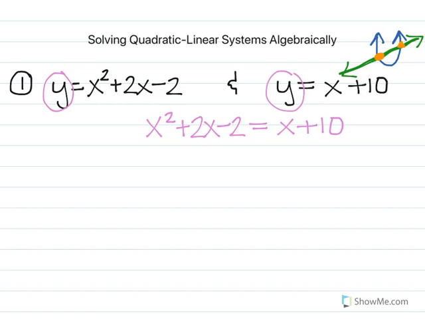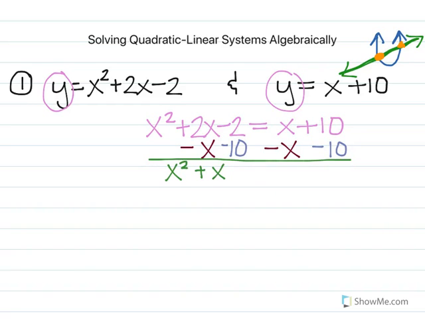Now, whenever you're dealing with x squared, any type of quadratic, you always want to set the equation equal to 0 first. So to set it all equal to 0, it's easier if we have a positive x squared term. So I'm going to move the x to the other side by subtracting. And in the same step, I can also subtract the 10 to move that to the other side of the equation. And then what I'm left with is x squared plus x minus 12 equals 0.